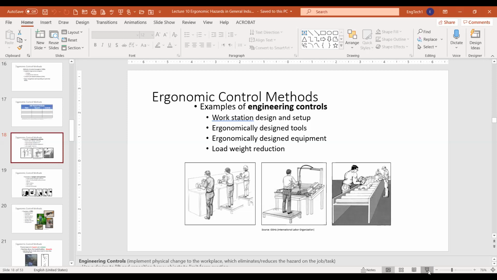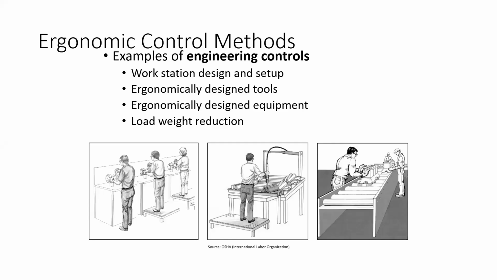Okay. How can we control ergonomics? The ergonomic control methods, for example engineering controls. Workstation design and setup. You can make a design and setup for a workstation suitable for the workers in order to avoid ergonomic disorders. Okay, and ergonomically designed tools, ergonomically designed equipment, load weight reduction.